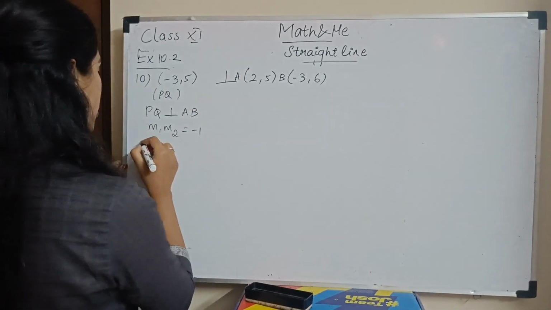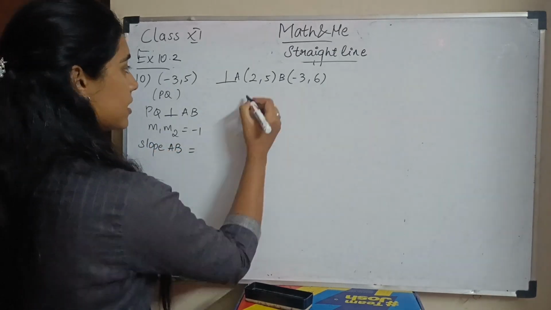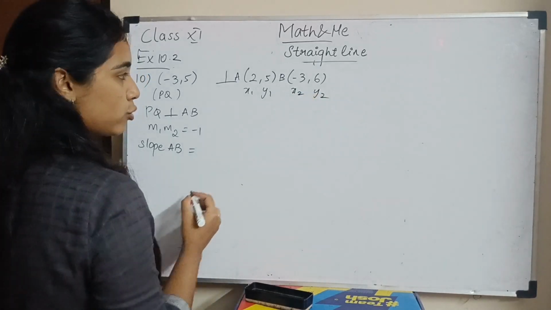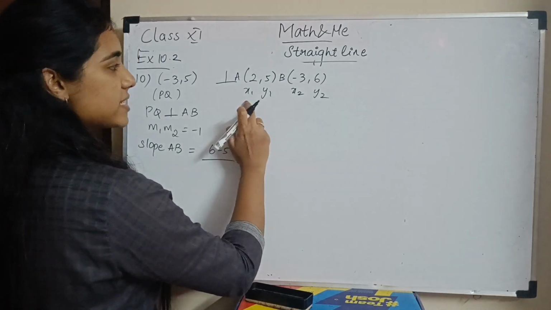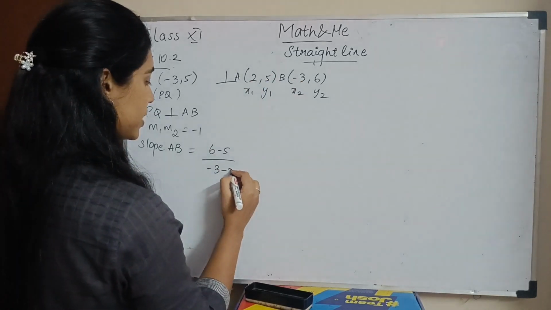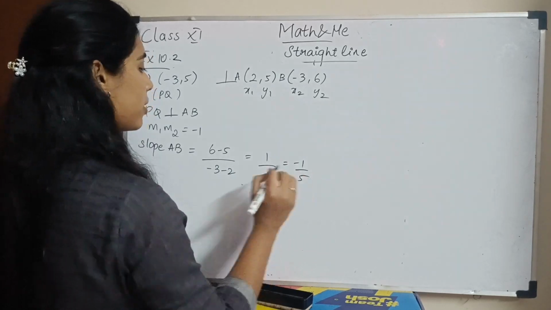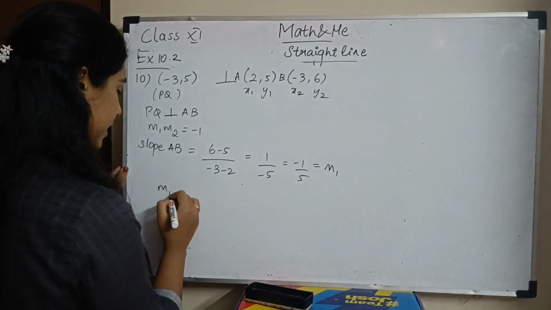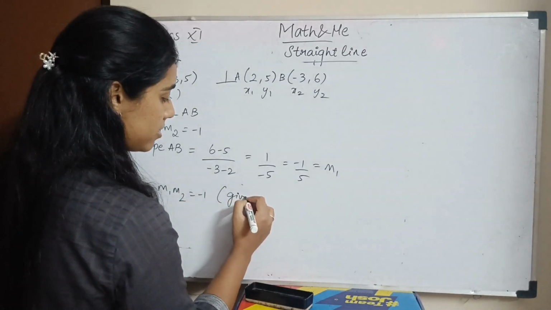So let's find the slope of AB equals, so this is your x1, y1, x2, y2. So it is y2 minus y1, 6 minus 5 divided by x2 minus x1, minus 3 minus 2. So you have 1 by minus 5, which is minus 1 by 5. So this is M1. I know that M1, M2 equals minus 1 given they are perpendicular.